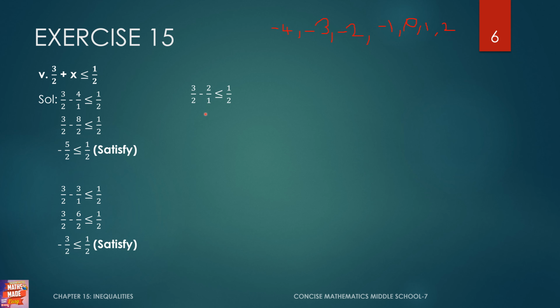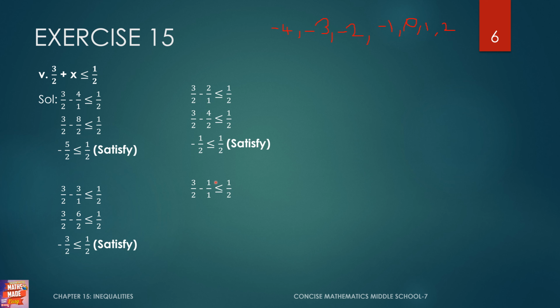Similarly, now consider it as minus 2, and again take the LCM and multiply it with 2, and you'll get 3 by 2 minus 4 by 2. 3 minus 4. One is positive, the other is negative. Just put the bigger number sign and subtract, and this is what you get. Minus 1 by 2 is less than or equal to 1 by 2. Yes. So just write down satisfies.